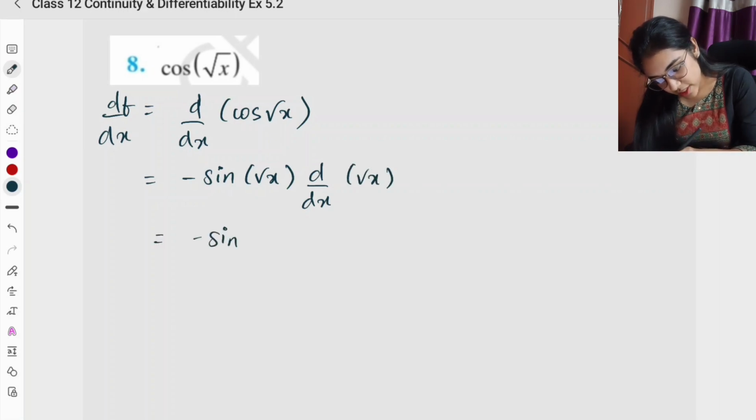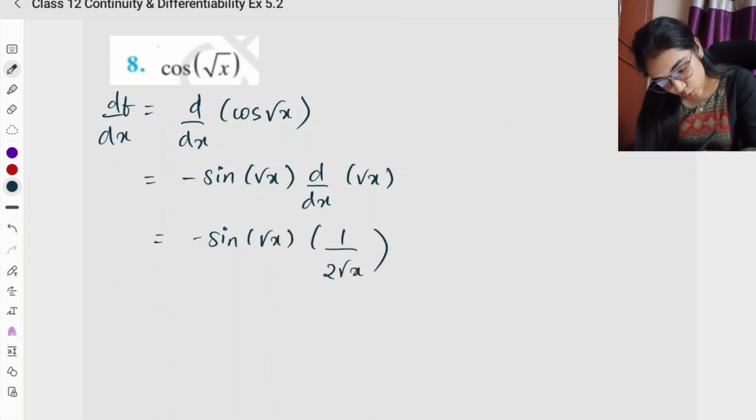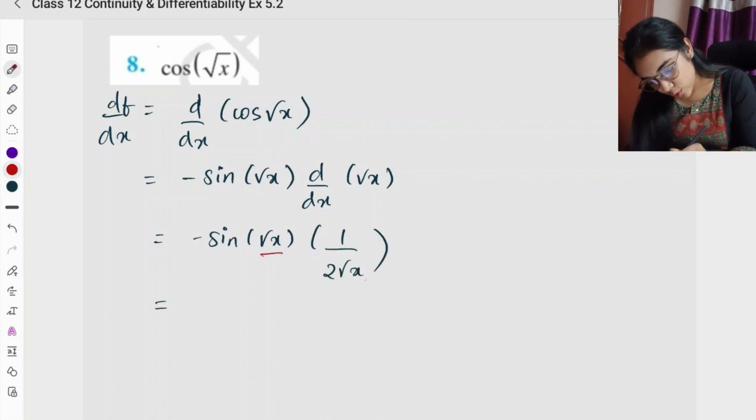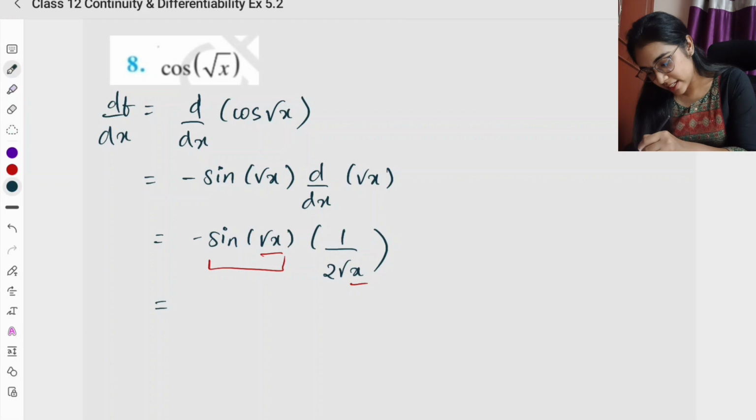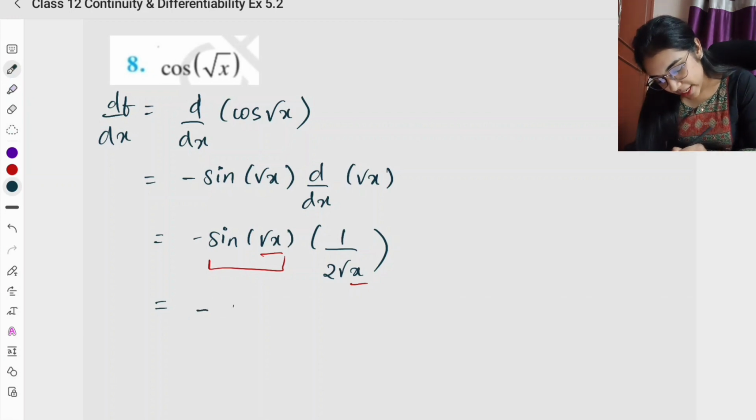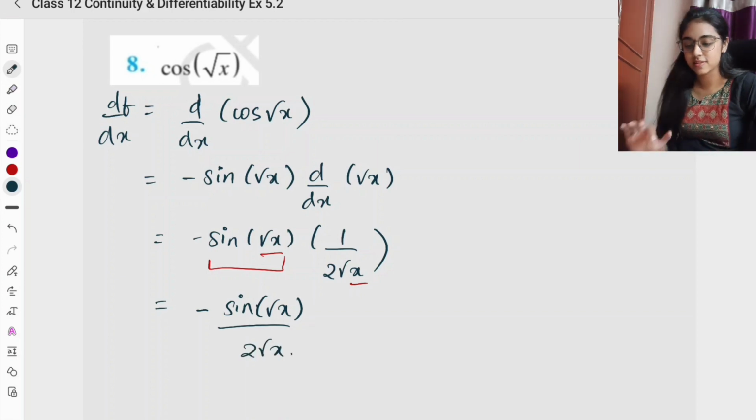So what is my derivative of root x? It is going to be the first term remains the same, sin of root x times 1 divided by 2 root x. In the root x in the root x cancel பண்ணிடாதீங்க. Okay, this is inside the sine and this is a separate term. Okay, please understand that. Now I have minus sin of root x divided by 2 root x. So this is my final answer. Okay, please copy.